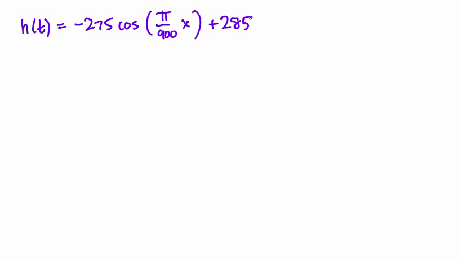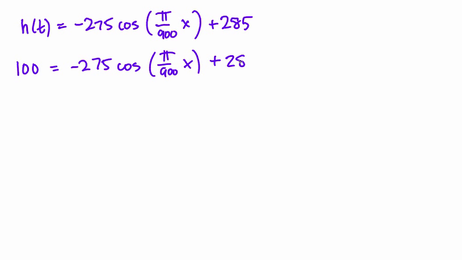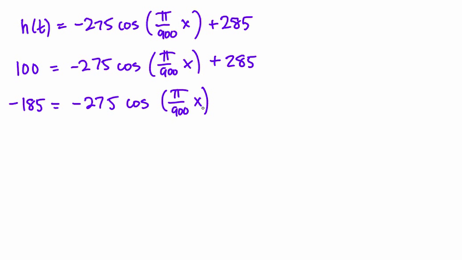Alternately, we can do this question algebraically. So let me show you how to do it algebraically. First of all, I know that the height's going to be 100. So I can start with that. And I need to solve for this x. So I'm going to have to slowly solve for x. For instance, first I could subtract 285 from both sides. So negative 185 would be negative 275 cos of this complicated angle.